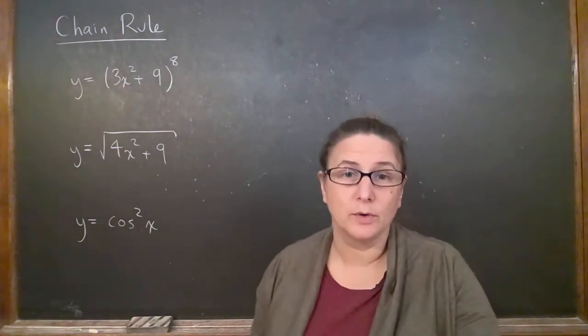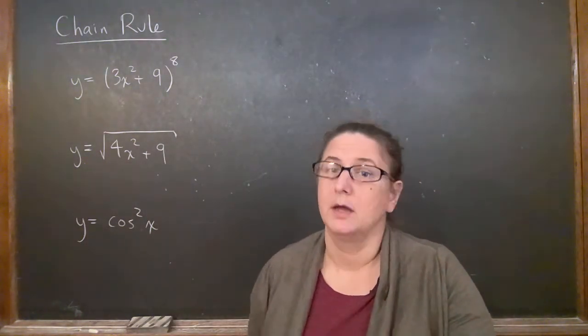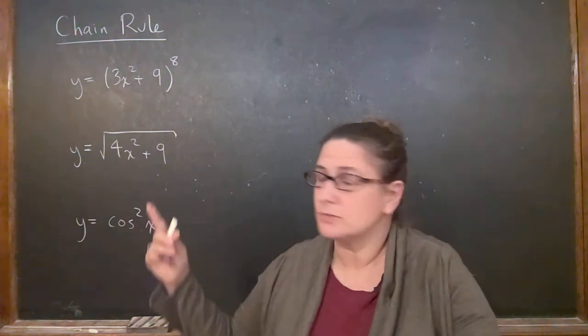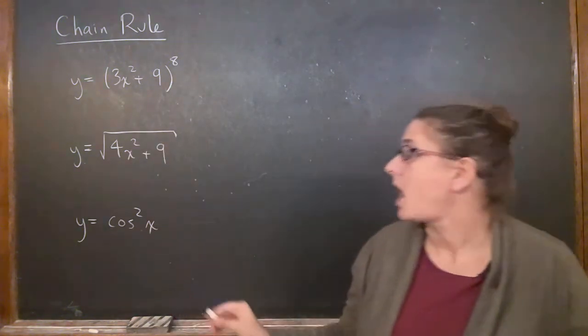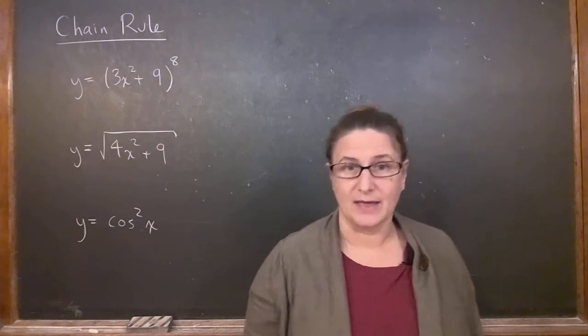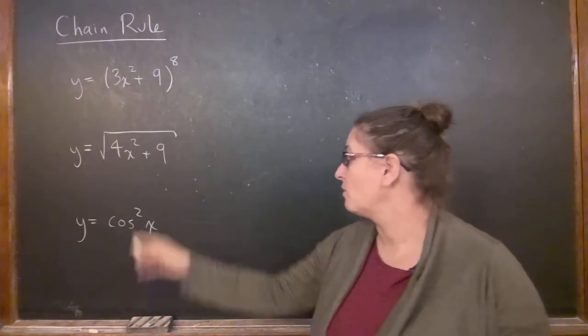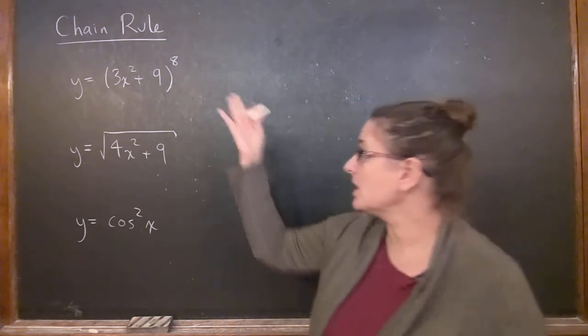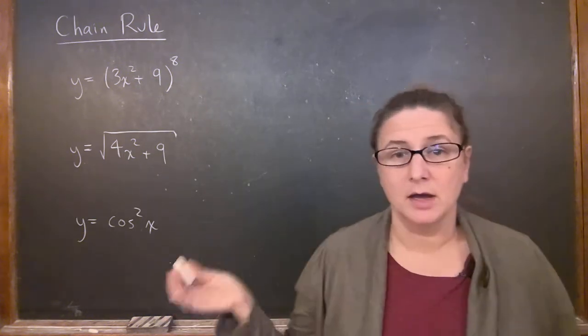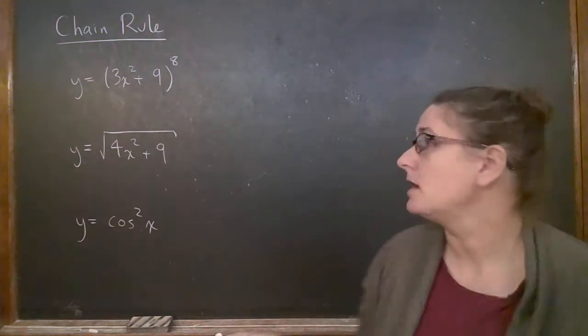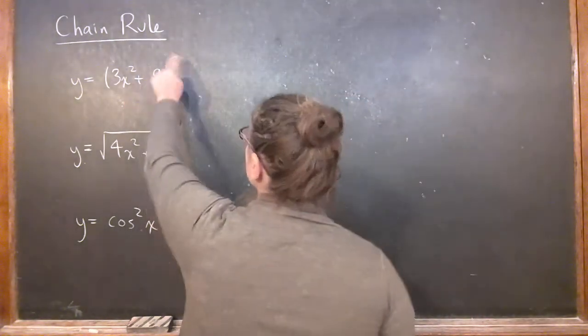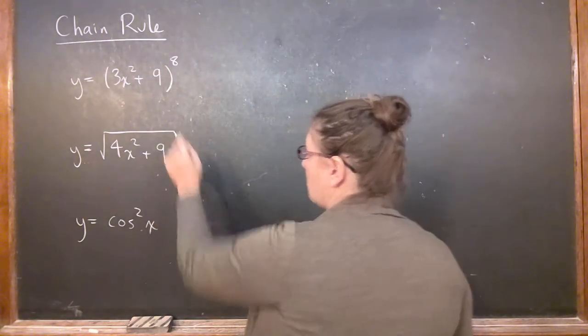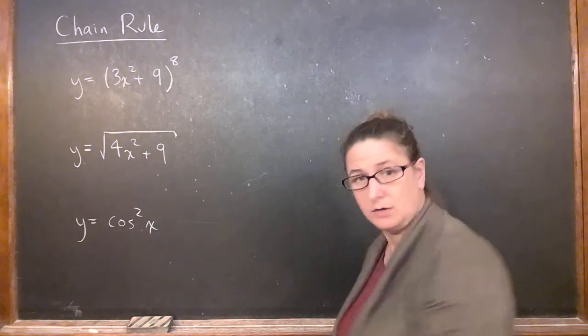Last week we learned quite a few derivative rules. But we didn't learn how to take derivatives of stuff like this. I mean, we learned how to take derivatives of x to the 8th, or 4x squared plus 9, or cosine of x. But if you look, all of these are really composite functions, right? I've got a function to the 8th. I've got a function to the 1/2. I've got a function squared.